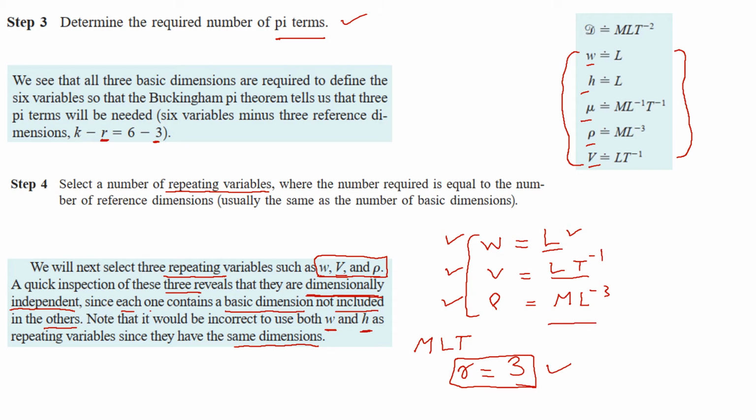So this was our step 4, which was very important, because in this step 4 we will need to analyze the dimensions of each of the variables and need to select those that are dimensionally independent. And as you already know, dimensional independency means that each of these variables must have a dimension that is not included in the other that we just saw. So now let's move on to our step 5.